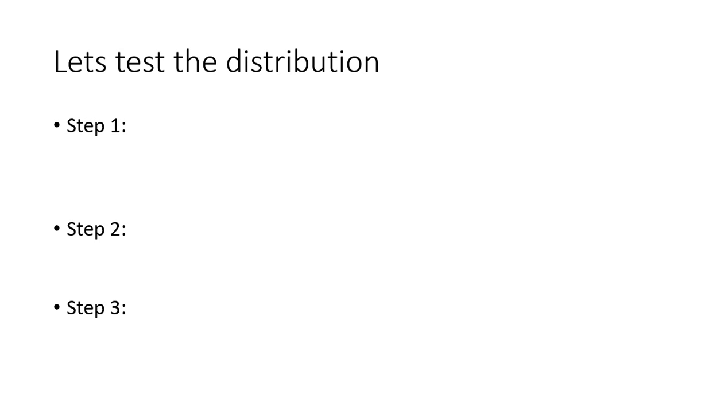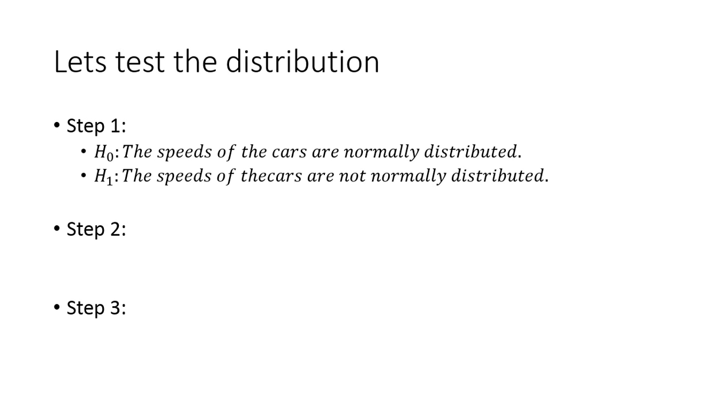When we do our distribution, step 1 is what? Null hypothesis. So we're going to find our null hypothesis and our alternative hypothesis. Remember, our null hypothesis is always going to be whatever the distribution is. So if we want a normal distribution, our null hypothesis is that the speed of the cars is normally distributed. Our alternative hypothesis, or H1, is that the speed of the cars is not normally distributed.